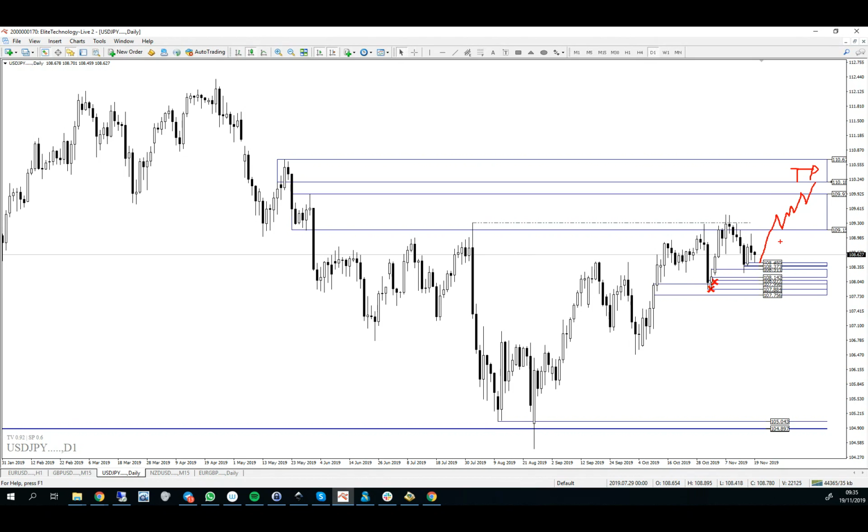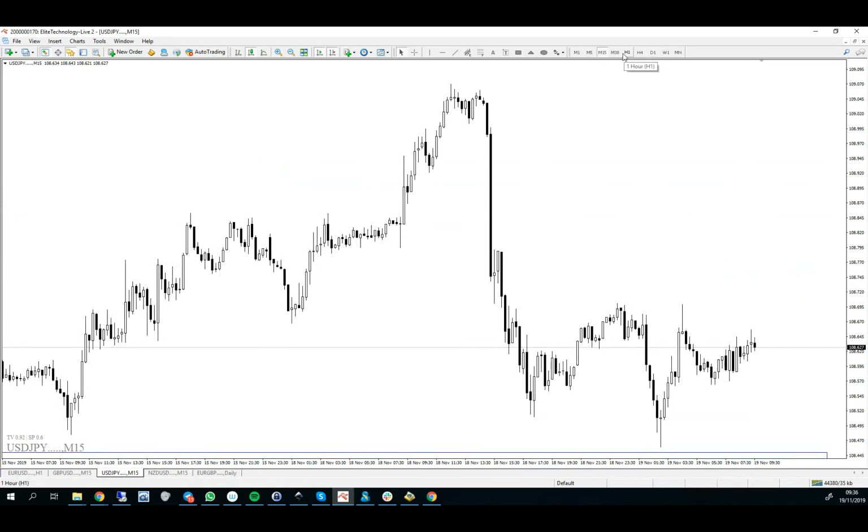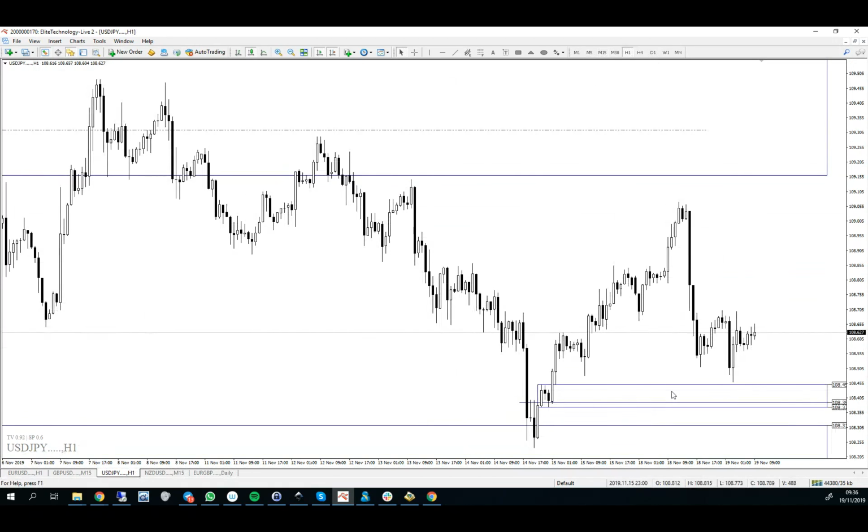Of course, price action can surprise us, and we can expect much lower, deeper retracements in between, but we will see as price advances, and we'll be very mindful of everything. So these are the intraday levels for the Japanese yen to buy and to take this whole range.